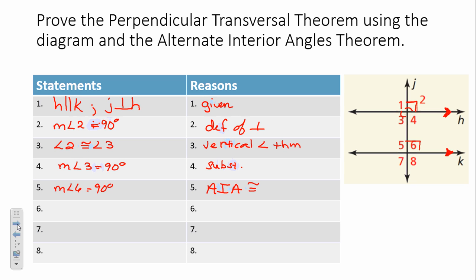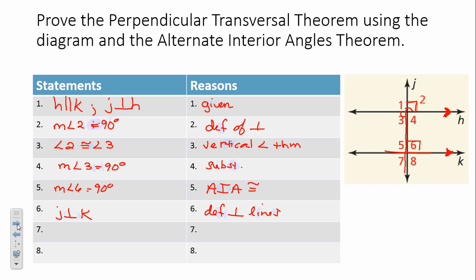Abbreviate. Don't write too much. Write your radicals. You don't have to write all of the alternate interior angle stuff, though. Okay? So that means that if 6 equals 90, what kind of angles do we have here? Or what kind of lines do we have here? Perpendicular. So J has to be perpendicular to K by definition of perpendicular. Perpendicular lines form right angles. So we've proven the perpendicular transversal theorem. We could have more steps here if we wanted to say, since they're congruent, they have equal measures by definition of congruence, but it's not necessary.